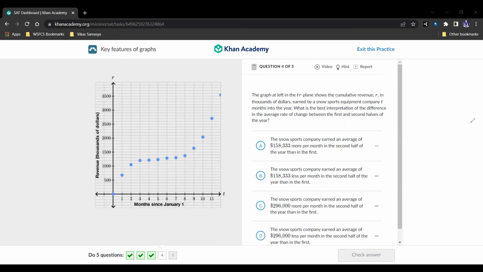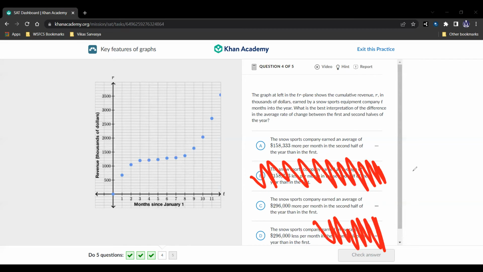The snow sports company earned an average of 100. Okay, so I think we can all agree here, looking at the graph, that we earned more in the second half than the first half. That is kind of a given. Which means that choice B and choice D, which say we earned less in the second half, are both wrong, and we can get rid of those. So either we earned 150,000 more per month in the second half, or we earned 300,000 more per month in the second half of the year than the first half. And we need to figure out which one it is.